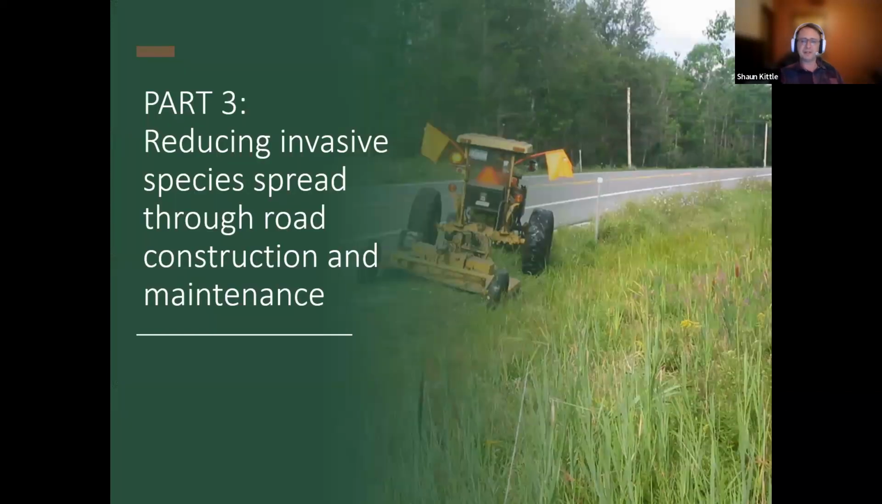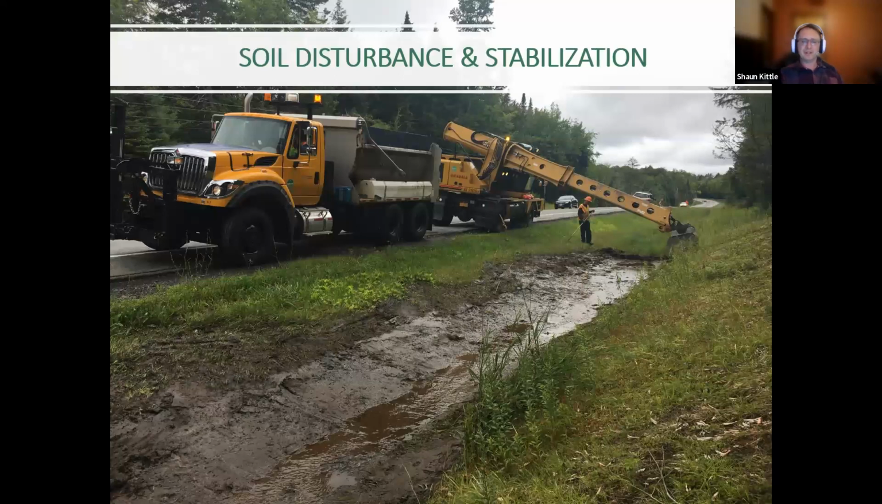So next slide, please. Now, lastly, I'm going to get into reducing invasive species spread through road construction and maintenance. What are some of the ways that invasive species are spread, and how can we reduce that impact? That is the question. So here we have soil disturbance and stabilization.